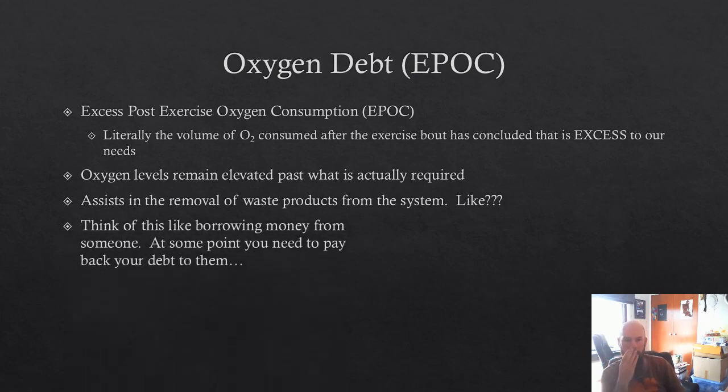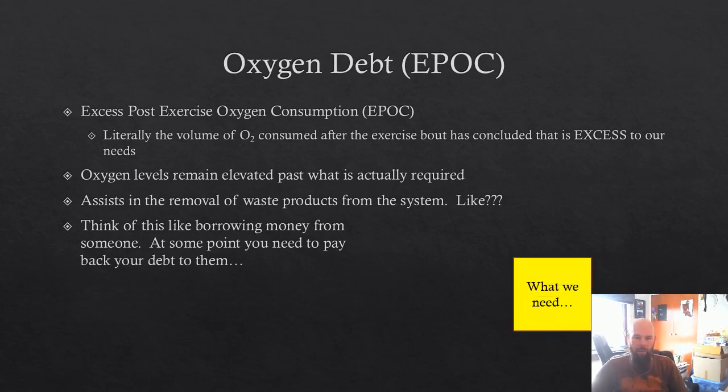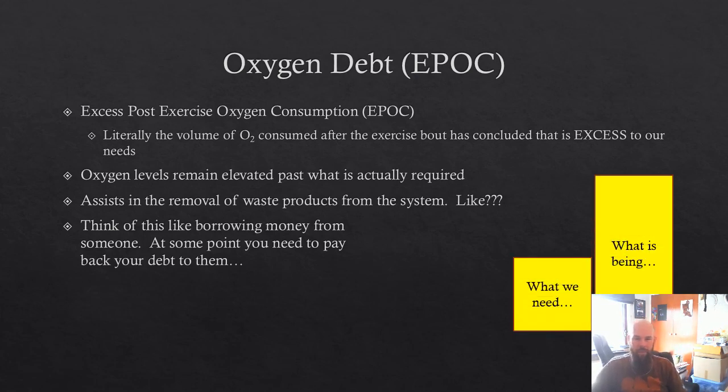Think of it like borrowing money or borrowing something from someone. You've got to eventually pay back your debt. Well, that's what's happening at the end here. So that is excess post-exercise oxygen consumption. So that's what we need. That's what is actually being produced at the point in time, and then the difference between the two is the oxygen debt or excess post-exercise oxygen consumption.